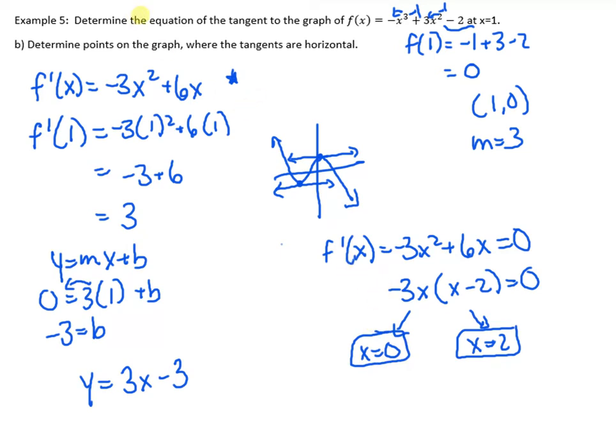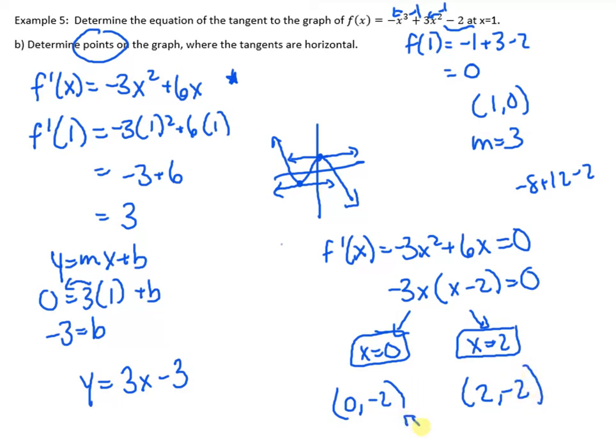It wants the points. These are not points. These are only the x coordinates. So we sub these into the original and we get 0, comma, -2. And we get 2, comma, okay, this is -8 plus 12 minus 2. I get 2. So those two are the points where the tangents are horizontal.